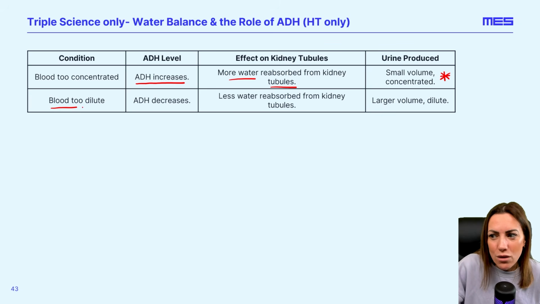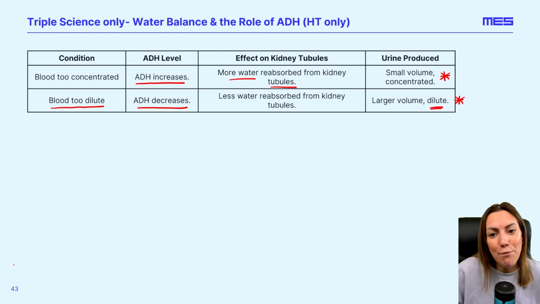If your blood is too dilute, so it contains too much water, more water than it should, then ADH secretion decreases. So your pituitary gland releases less ADH, or stops releasing ADH. Less water gets reabsorbed because the kidney tubules are not more permeable to water. So there'll be more water in your urine. So your urine would be more dilute and you'd produce more of it, larger volumes of it. You'd probably urinate more frequently to get rid of that excess water.